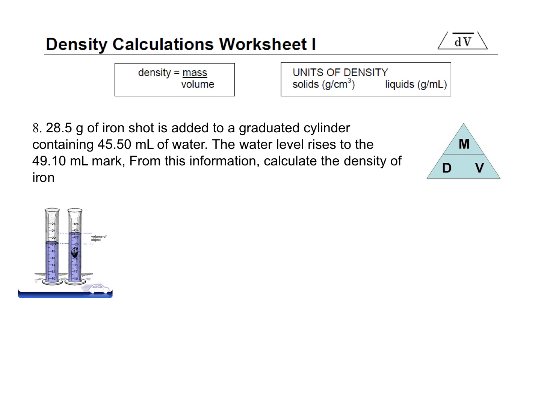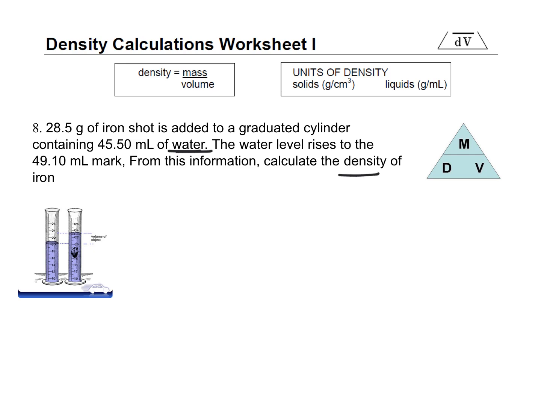It says 28.5 gram of iron shot. Iron shot means pieces of iron that are round. They're not big like a marble, but they're little round pieces of iron. And iron shot is added to a graduated cylinder containing 45.50 mL of water. Water's already in the graduated cylinder. When we add the iron shot, the water rises to 49.10. From this information, calculate the density.